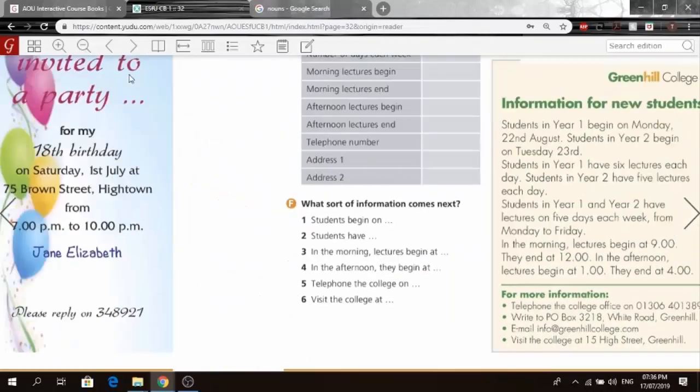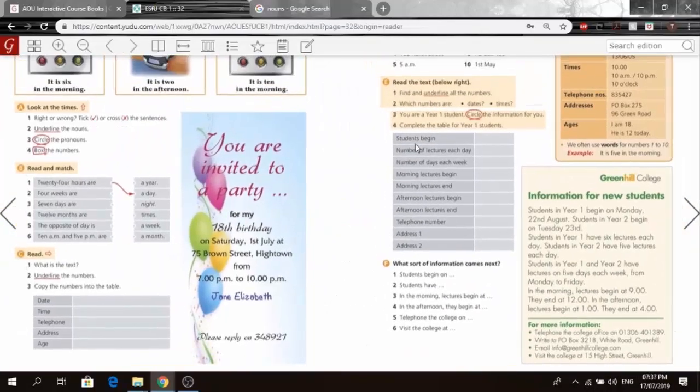So, oops, my bad. So students begin, we know that's for us because we're year 1, we begin on Monday, so we'll write Monday down here. So number of lectures each day. So students in year 1 have 6 lectures, that's us, so 6 lectures. So you can write 6 down, S-I-X, okay? So number of days each week. So we have 5 days each week, so we'll write 5 down, okay?